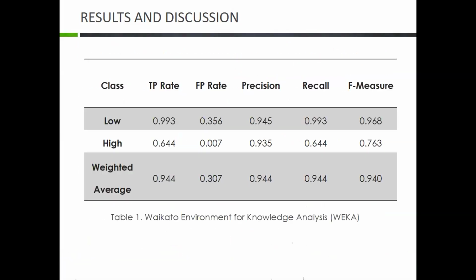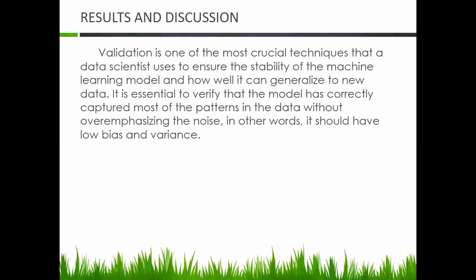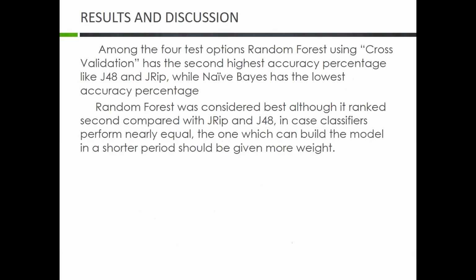All right. Based on the evaluation we have tested here, among the 4 test options, random forest using the cross validation ranked second highest, but random forest was chosen, although it ranked second compared with JRip and J48, because of the time taken to build the model. The shorter period should be given more weight, and that is random forest.